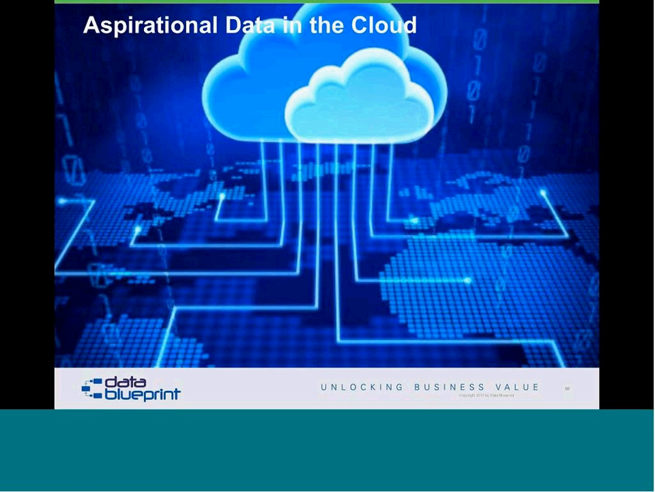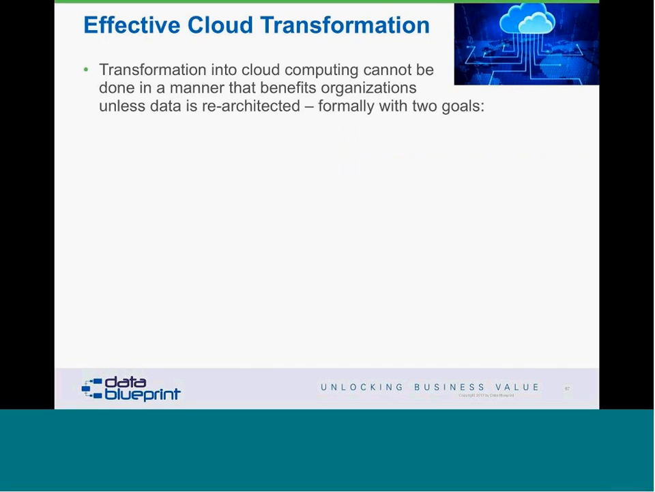Now, when you see these pictures, we always see this wonderful aspirational picture of data in the cloud. Oh, fabulous stuff. It's going to be so easy. We'll just stick everything in there and it'll be fine and dandy. Well, you cannot just take the data that is outside the cloud and put it into the cloud. It must go through a process called architecting or re-engineering. There are two specific goals of re-architecting. Again, maximizing effective organization-wide data sharing.